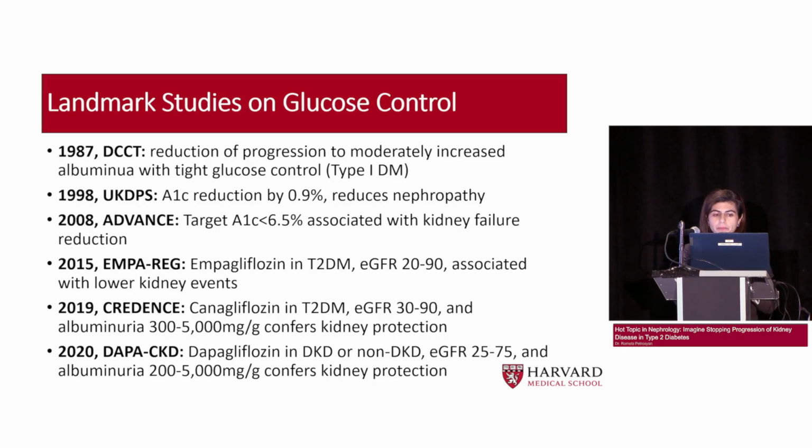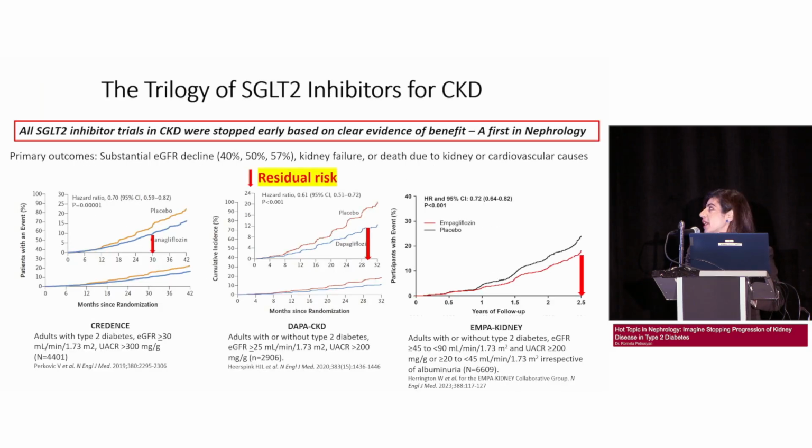And then even more recent, the EMPA-KIDNEY trial recruited patients going as low as a GFR of 20, and again demonstrated benefit on CKD progression. If you ask nephrologists, our clinical practice is to even continue SGLT2 inhibitors below the GFR of 20. And these three studies really combined together show the reduction of the kidney outcomes between CREDENCE, DAPA-CKD, and EMPA-KIDNEY.